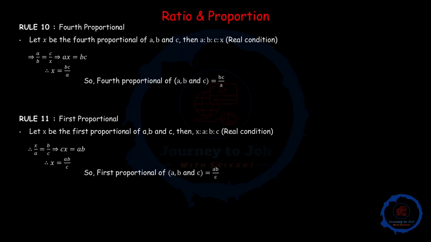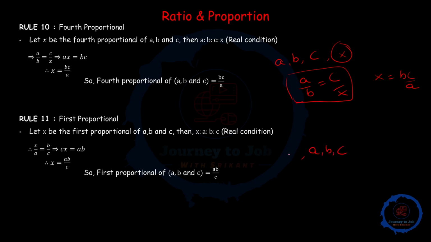Okay, next we are going for the fourth proportional. Suppose there are a, b, c, and let x be the fourth proportional to a, b, c, then a by b is equal to c by x. This is the fourth proportional, so x is equal to bc by a. Next, first proportional. See, there are a, b, c, and we have to find the first proportional, then x by a is equal to b by c.